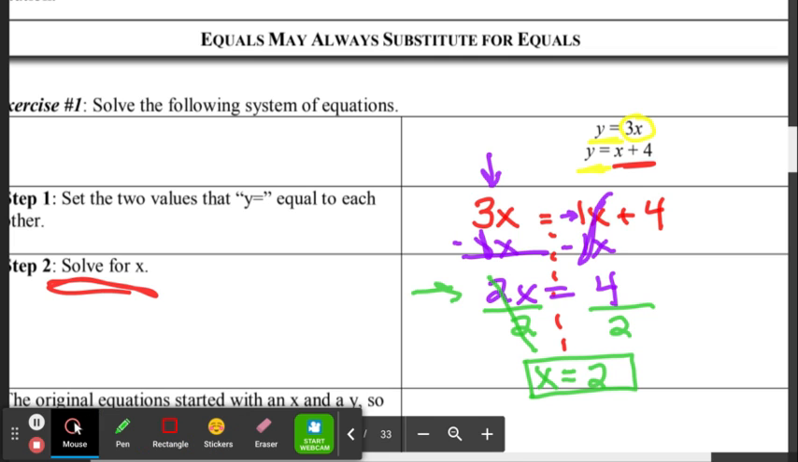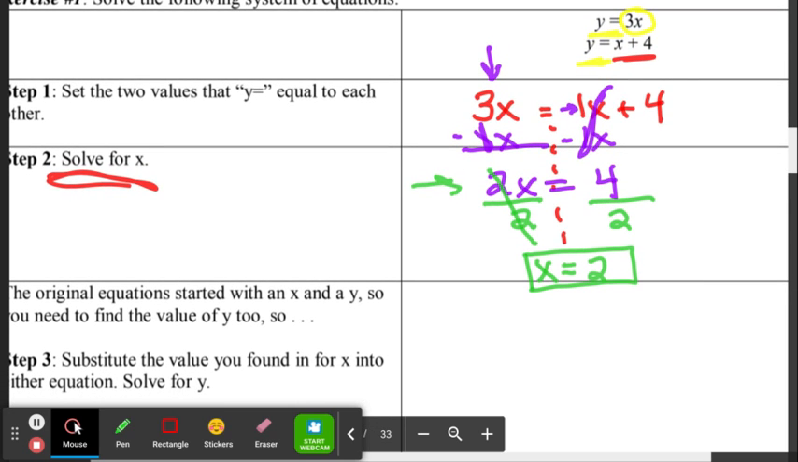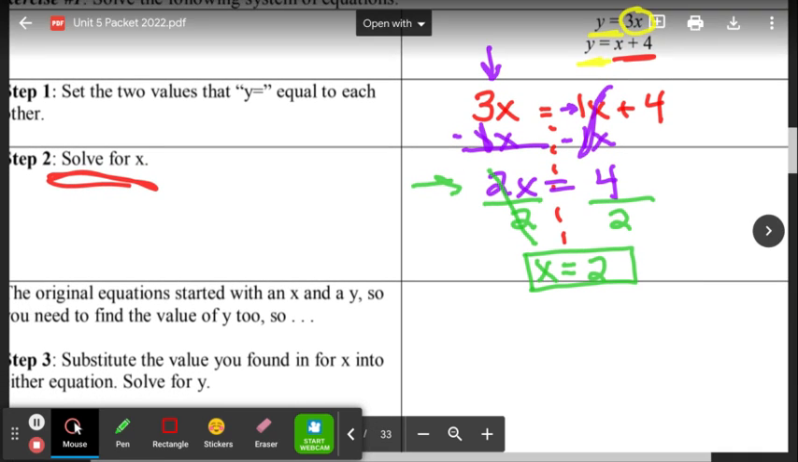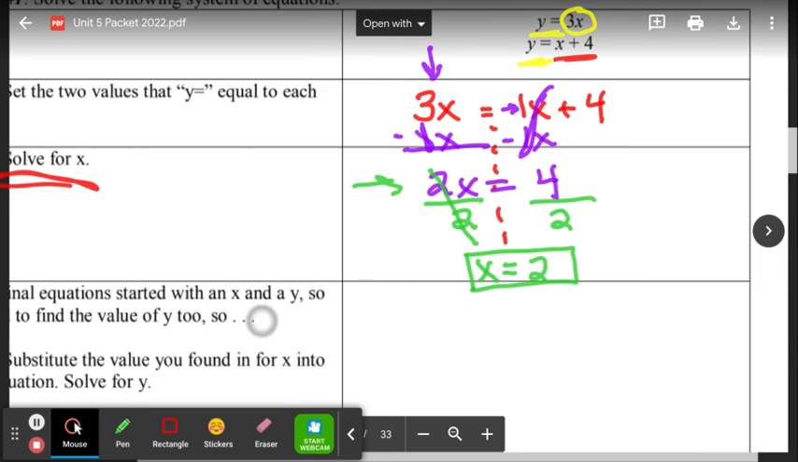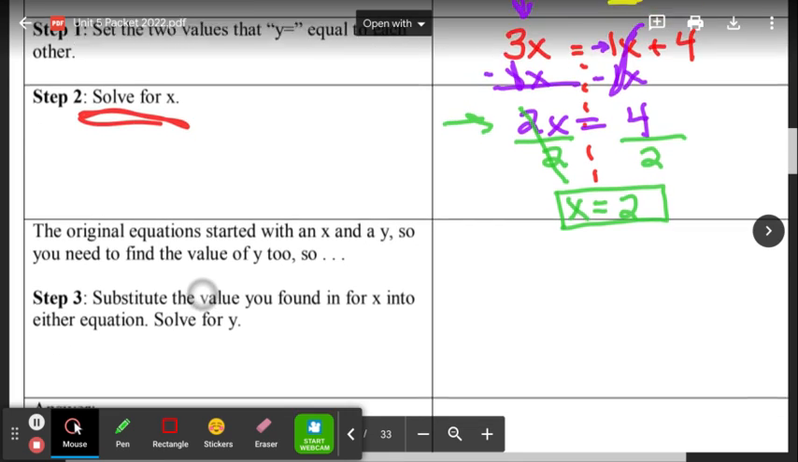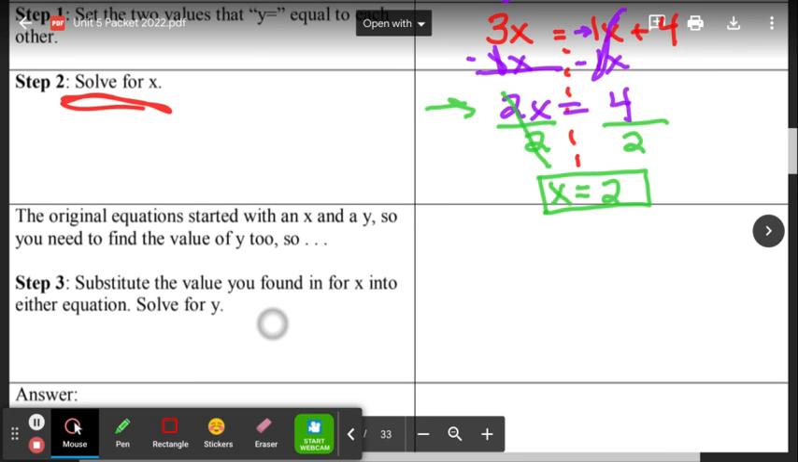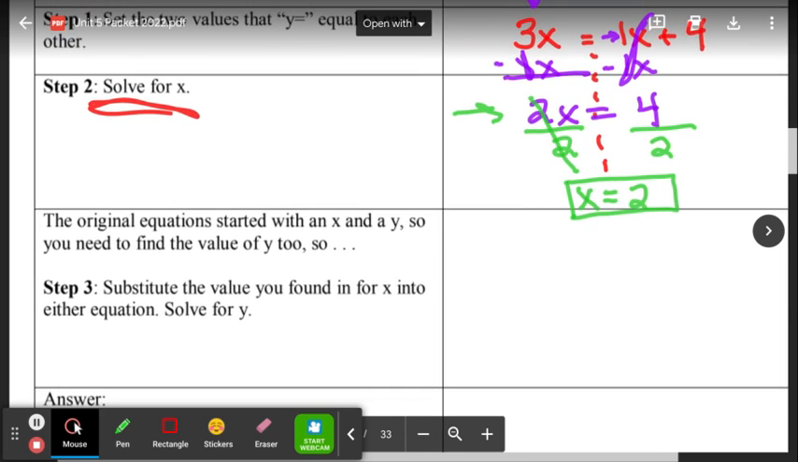But this is a system. There's 2 letters. In this case, we have an x and a y. And that's what it says here. The original equations started with an x and a y, so you need to find the value of y as well. Substitute the value you found. So we're going to take this x right here and substitute the value found for x into either equation.